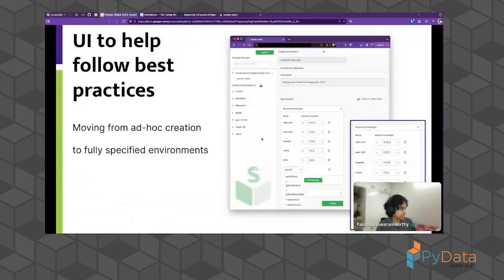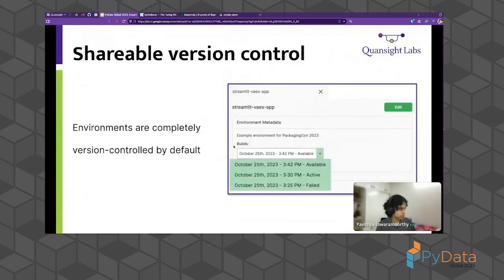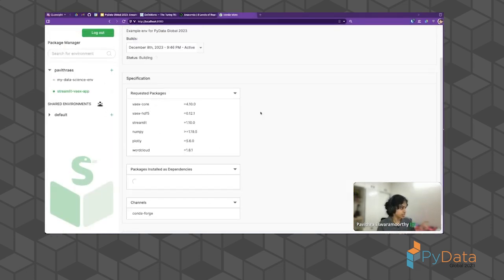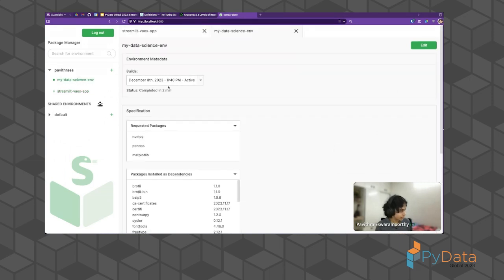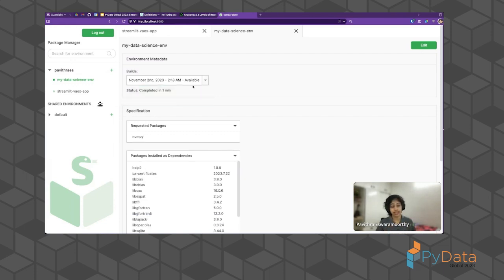Next is version control. This is an environment I just built for PyData Global. I'm just going to go back to an environment I built earlier. Here I have this one I built today, but there's also a version of this from November. So if I end up breaking this environment, if my build today broke the environment, I can just fall back on the previous version I built, which was successfully built.